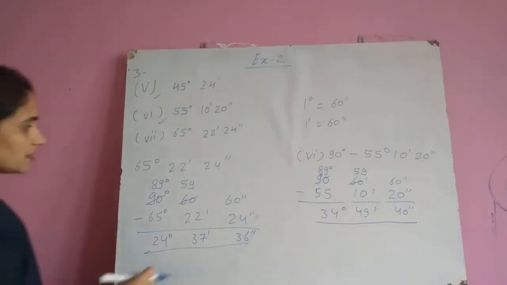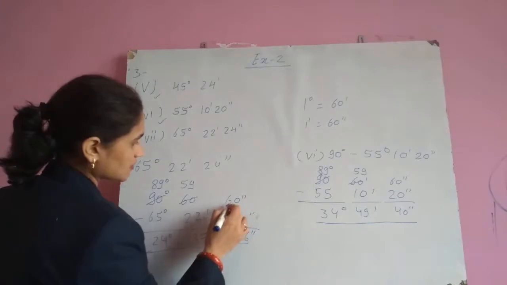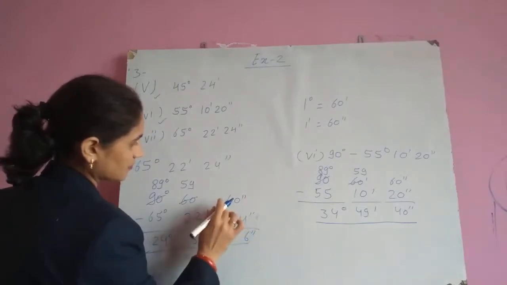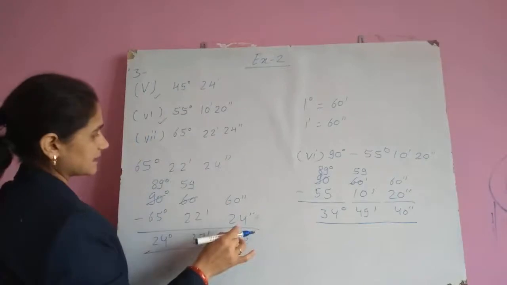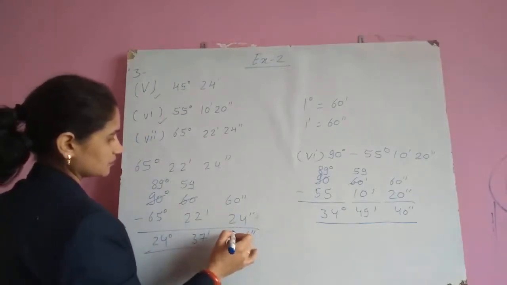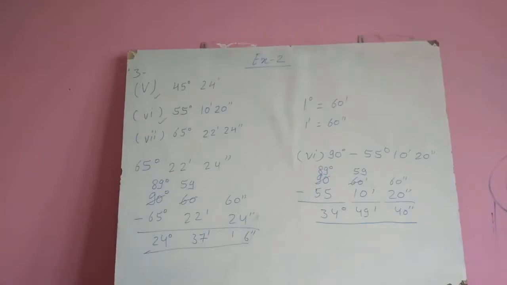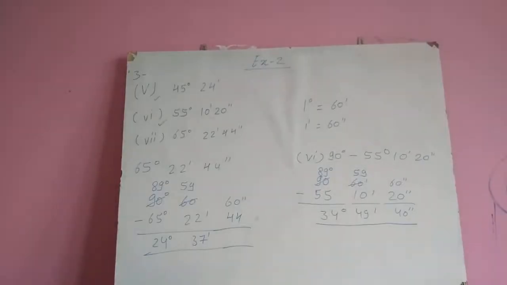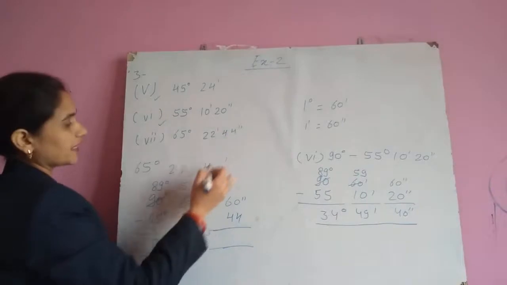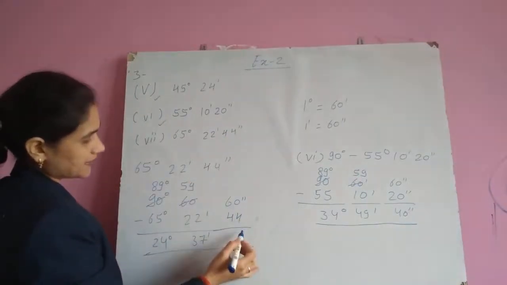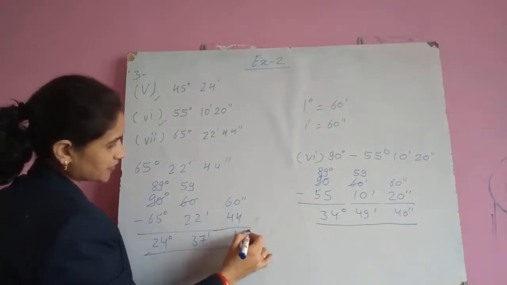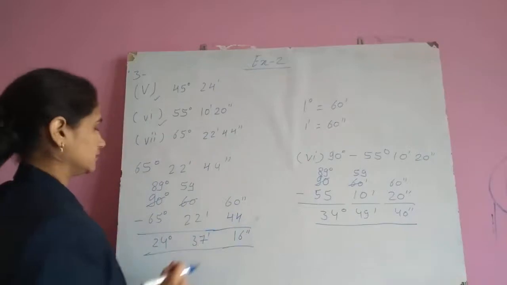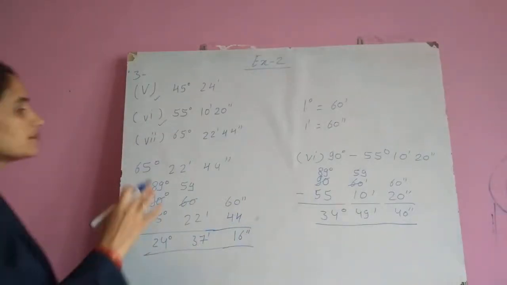Okay, students. Here 10 minus 4, 6 and 5 minus 2. Students, correct this one. Here it is 44 seconds. If we subtract this from 60, what do we get? 6 and here 1, 16 seconds. Okay? Correct this one. Like this you have to solve the starting parts.